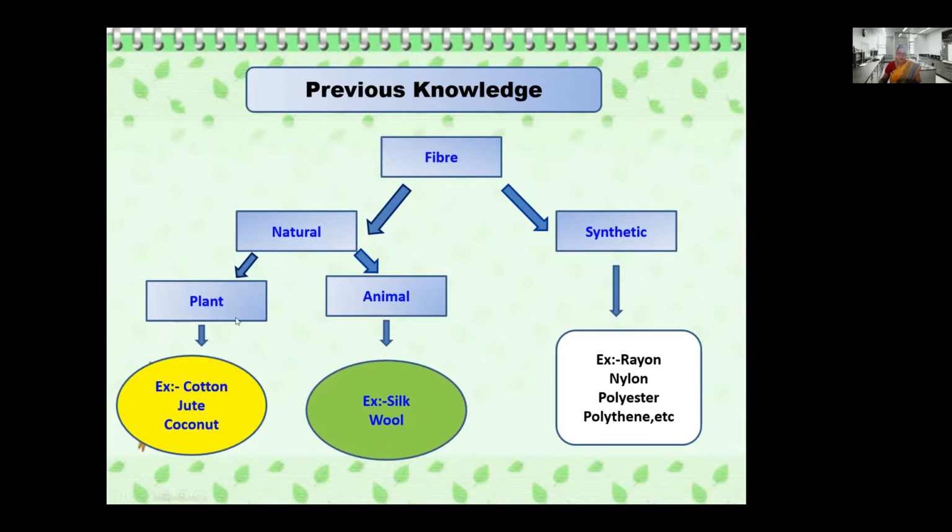Already in the 6th and 7th standard we have learned how we get cotton from the cotton plant, how we get silk from the silk moth, and wool from sheep. So these are the things we have learned earlier.